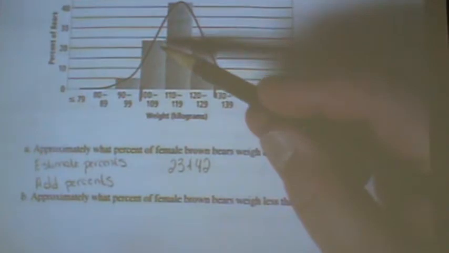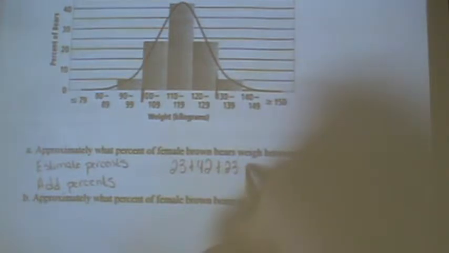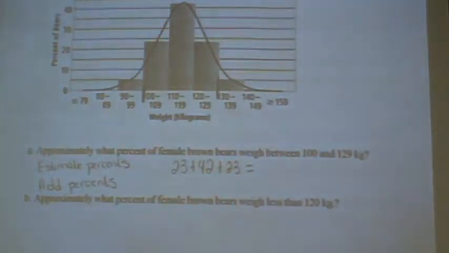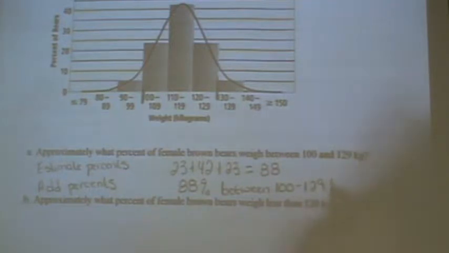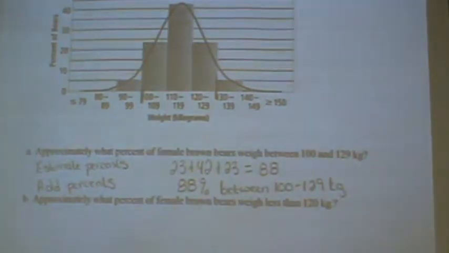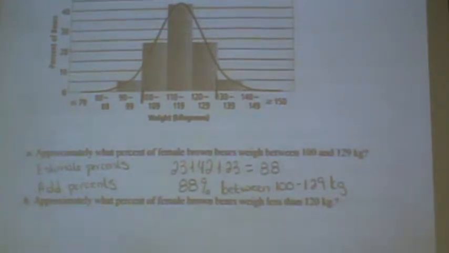So we've got 23, 42, and then our third bar is at the same height as our first one. So we're going to add another 23. That's going to give us the total percent that's between 100 and 129. When we add those, we're going to get 88. So 88% are between 100 to 129 kilograms. So 88% of your female brown bears weigh within that range.